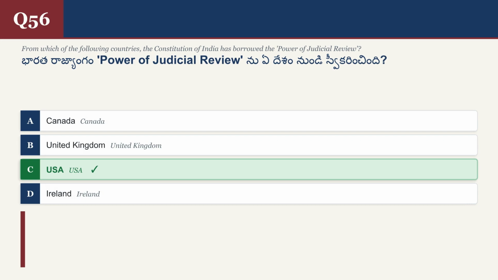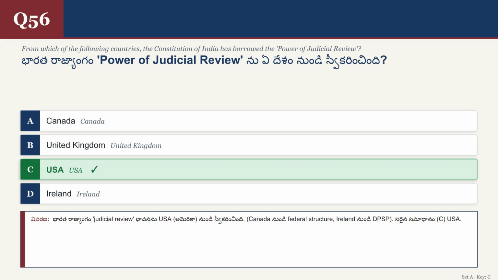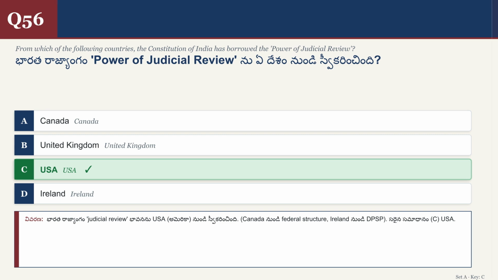The concept of power of judicial review was borrowed by the Constitution of India from the USA. Other elements, like the federal structure, were borrowed from Canada and DPSP from Ireland. Thus, USA is the correct answer.